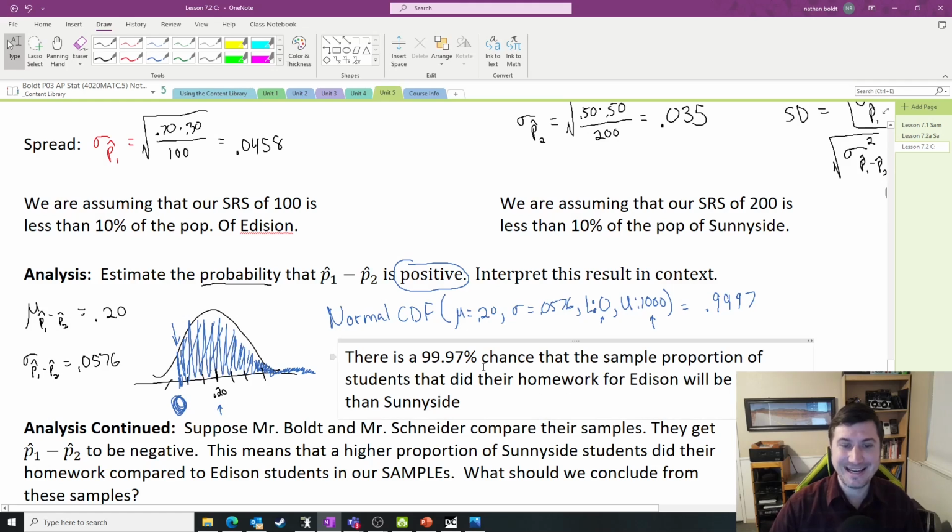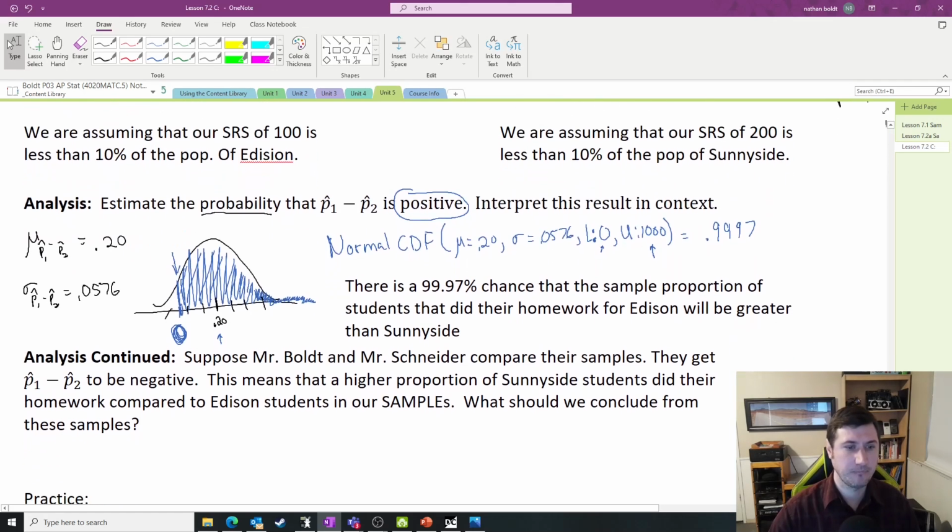And there is a 99.97% chance that we will actually get a positive value. That Edison will, in fact, be greater than Sunnyside. Okay. All right, one more analysis question, because that's pretty much all you got to be able to do. Set up, get your mean, get your standard deviation, and then go from there.